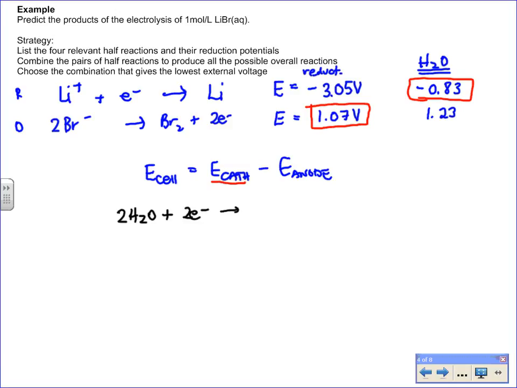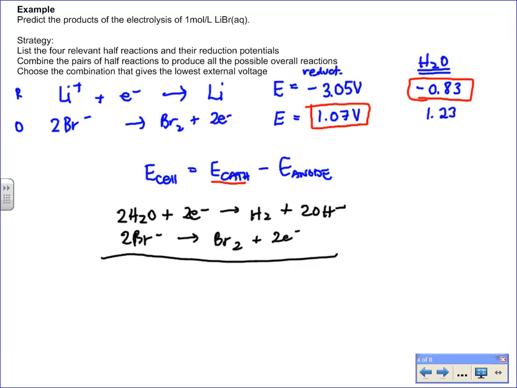So this is the reaction for the reduction of water. And the bromide is going to be oxidized, so this is the reaction for the bromide. And so overall, this is the reaction that's going to occur for the electrolysis of lithium bromide.